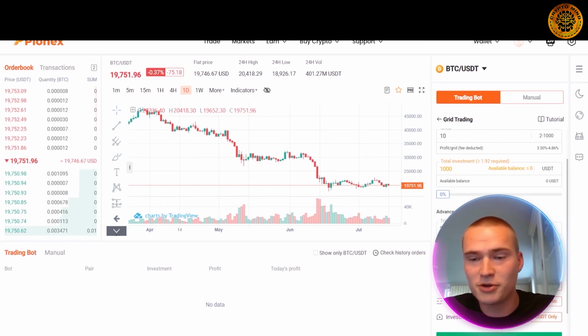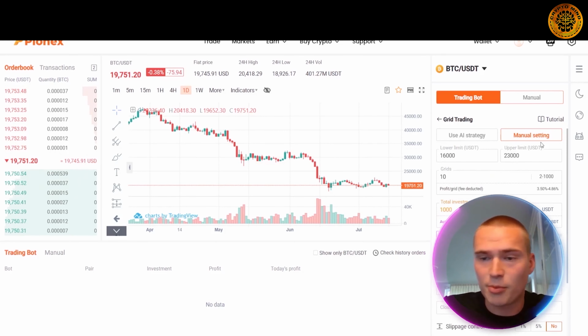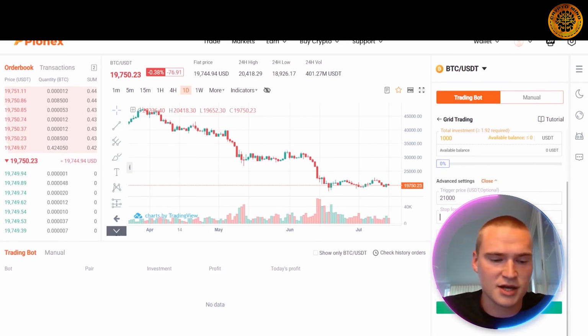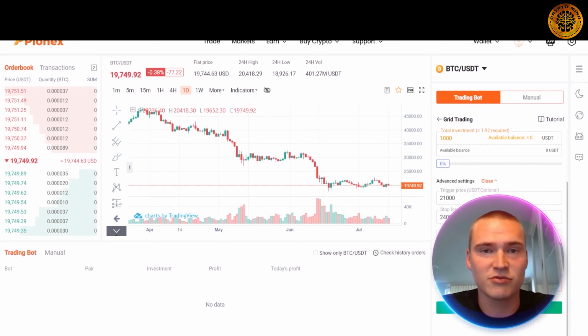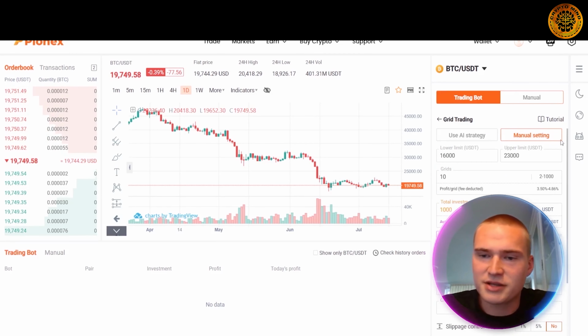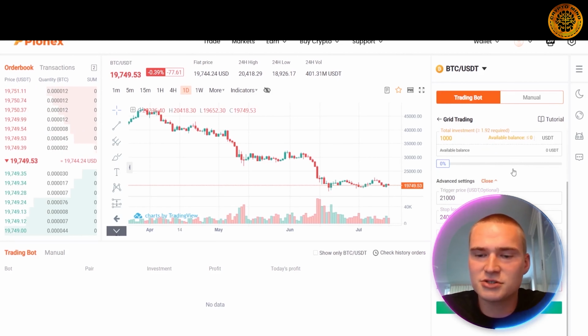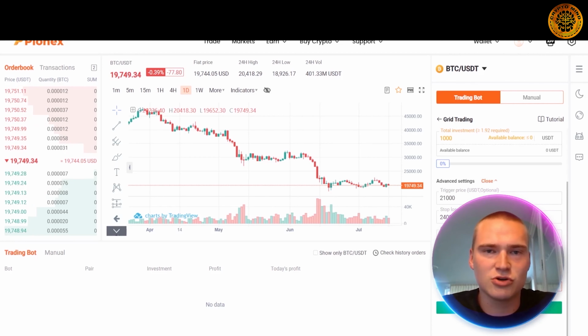You can use a stop loss. So for example, well, the upper bound is 23,000. If it actually reaches 24,000, I would like this bot to stop. So when you type in 24,000, it will stop once it reaches that level. And you can also just use a different level. So the grid is between 16,000 and 23,000. You can also say, well, I would just like to close the bot at a certain level, right?